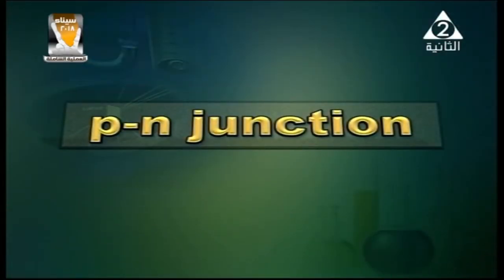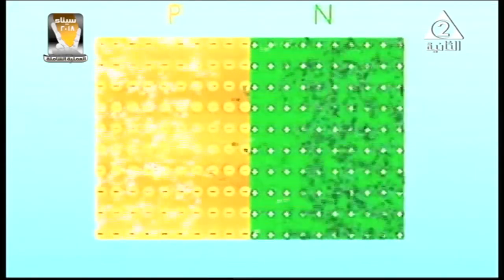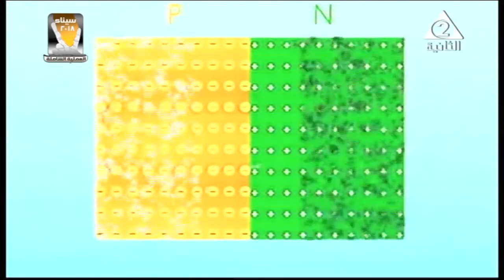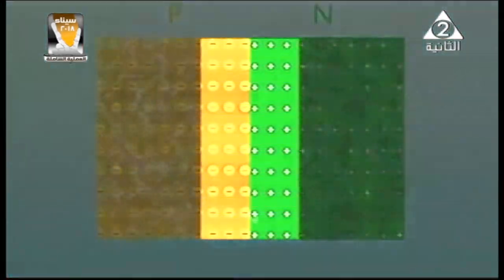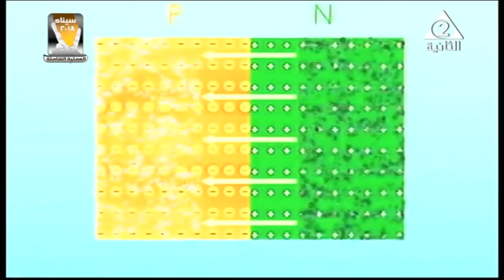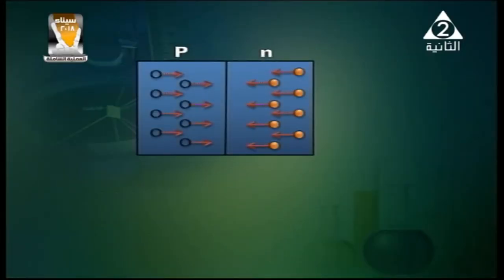And now talking about the PN junction. By a special manufacturing process, a junction is formed between P and N type semiconductors. It is shown in front of you.